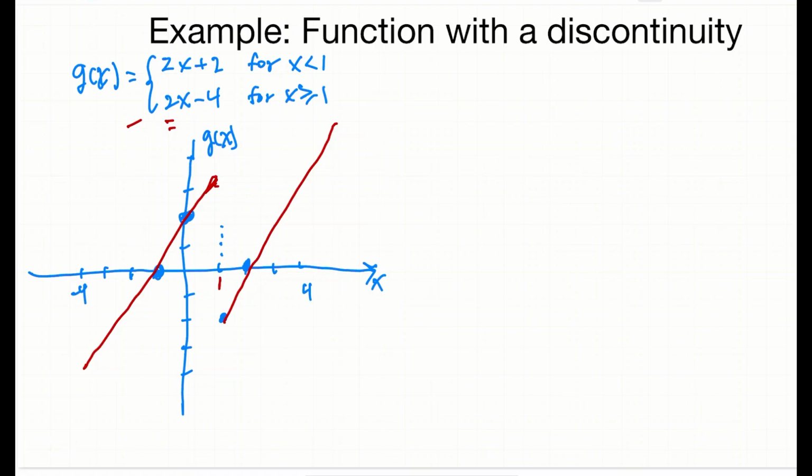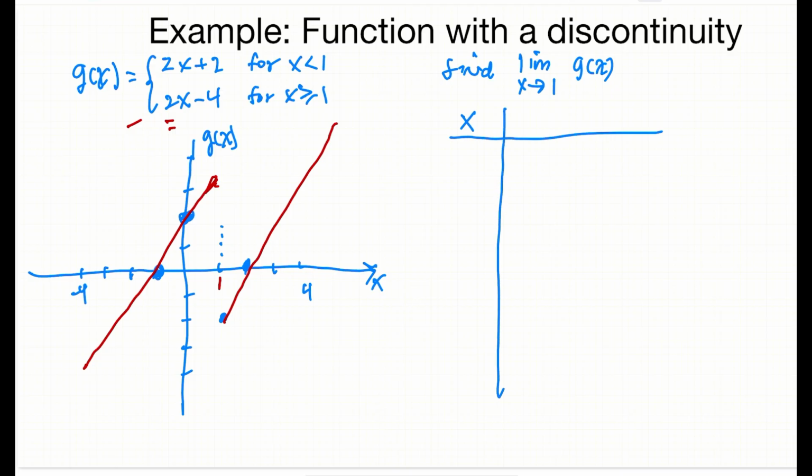So we want to calculate now what we want to do. So let's find numerically the limit as x goes to 1 for g of x. That's a point of discontinuity, a jump, a discontinuity. So once again, we'll do our table of numbers. We're going to go just to the left of 1 and to the right of 1. So first of all, let's go just to the left of 1. So that's 0.9.